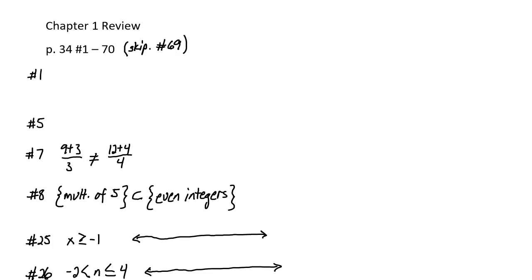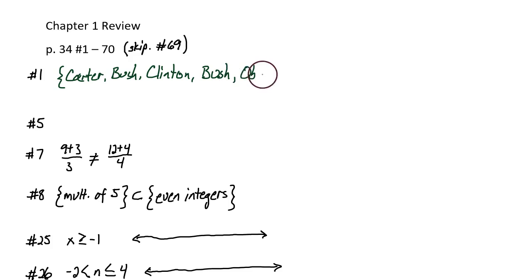Here are the solutions for some of the questions on the page 34 review problems. I'm not going to work out all the solutions because you do have a printed answer key available to you. Number 1 asks you to specify by roster, and it describes the set of living ex-presidents. At the time the video is recorded, the living ex-presidents are Carter, Bush, Clinton, then George W. Bush, and Obama.